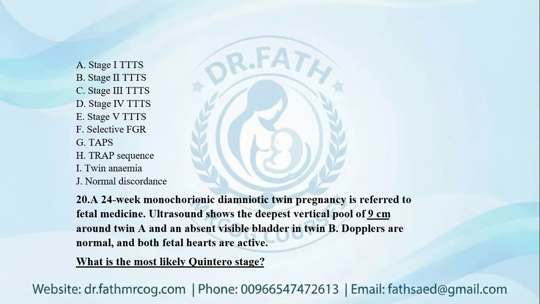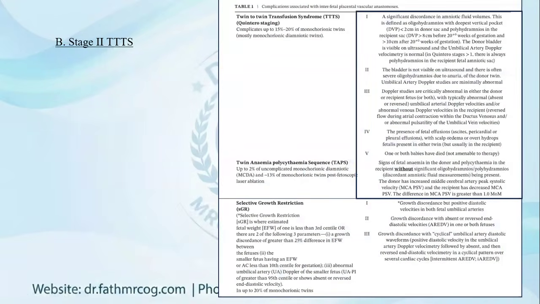Yes, correct. And this one is from the updated guideline, because it was updated in 2024. The monochorionic twin staging will update. So if the bladder is not visible in your baby, it is stage 2. If you have a Doppler study with a problem in the Doppler, it will be stage 3. If you have fetal effusion or ascites, it will be stage 4. And if one of both twins dies, it will be stage 4.